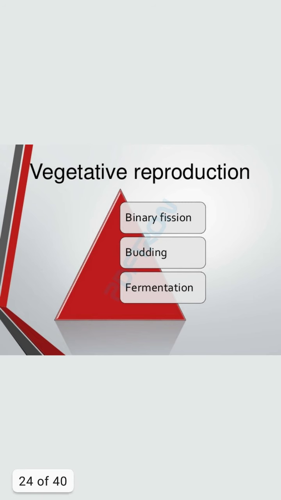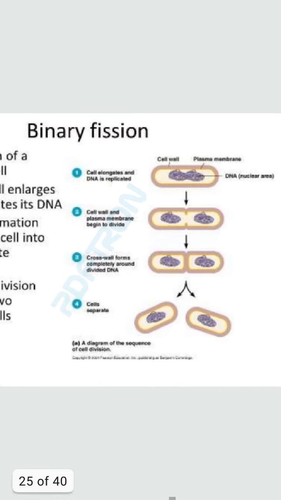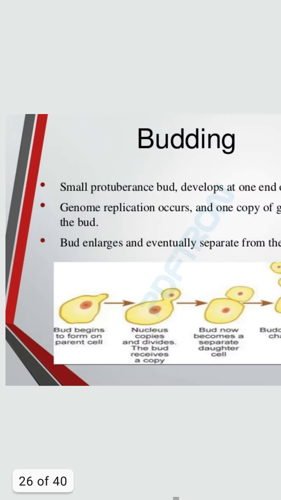Vegetative reproduction: binary fission, budding, fragmentation. Binary fission is the division of a bacterial cell. The parent cell enlarges and DNA duplicates. Septum formation divides the cell into two separate chambers. Complete division results in identical cells. Let's see the diagram of binary fission.